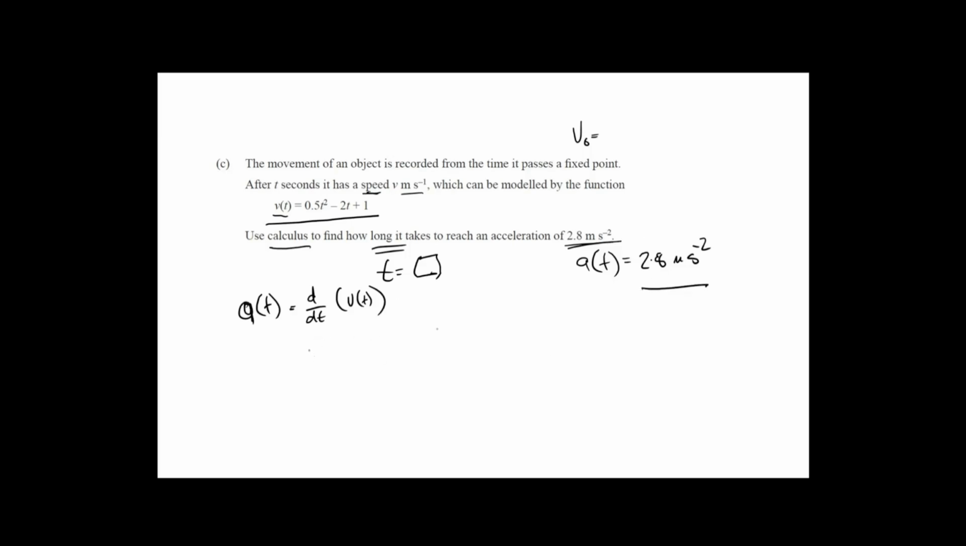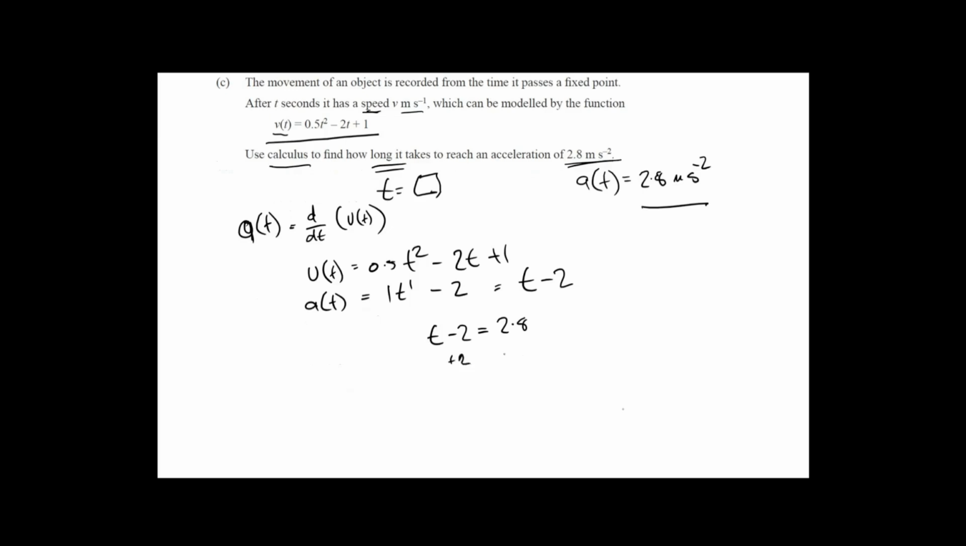Okay, so v of t is 0.5 t squared minus 2t plus 1. When we differentiate that, it's going to do something really nice. So the acceleration as a function of time is going to be 2 times half, which is 1 t, and then the constant loses the 1, and then the minus 2t just becomes minus 2. So the acceleration at any time is going to be equal to t minus 2. So t minus 2 equals 2.8, we're going to add 2 to both sides. So t is going to be equal to 4.8 seconds.